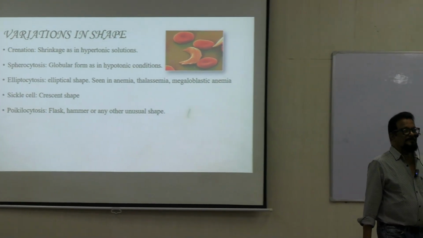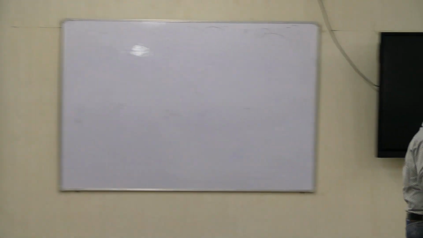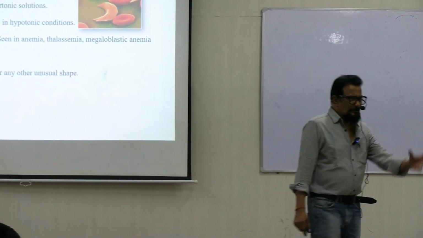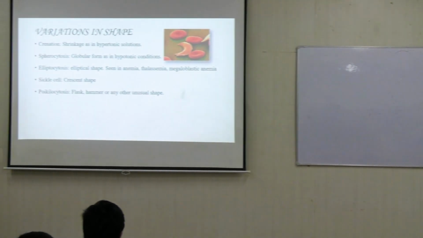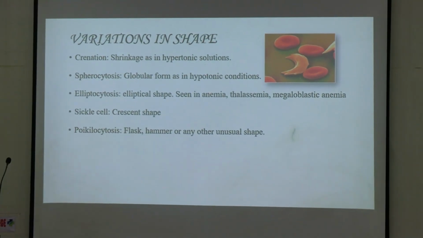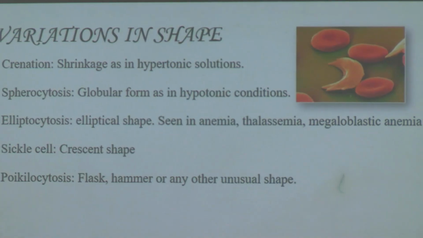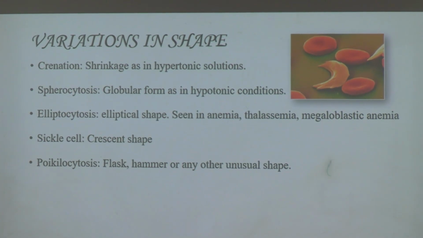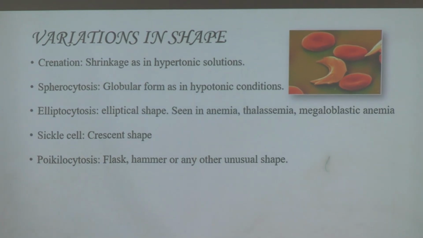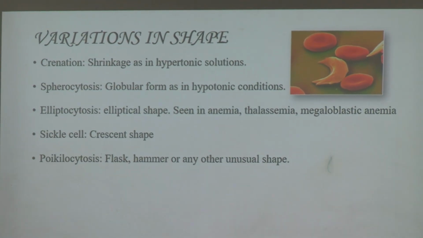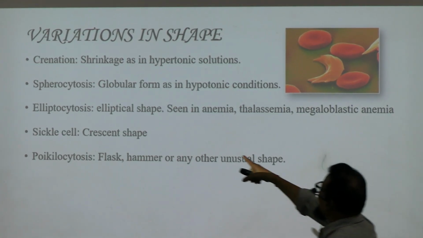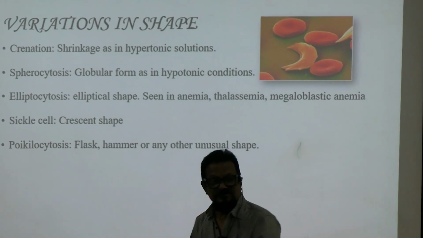Variation in shape. RBCs may have variation; this is a question, so you have to remember this. There are different types of variation. One is crenation. Just think: you place an RBC in hypertonic solution. Now fluid will move from the RBC out, so it will be squeezed. This squeezed form of RBC is called crenation, shrinkage, as in hypertonic solution.